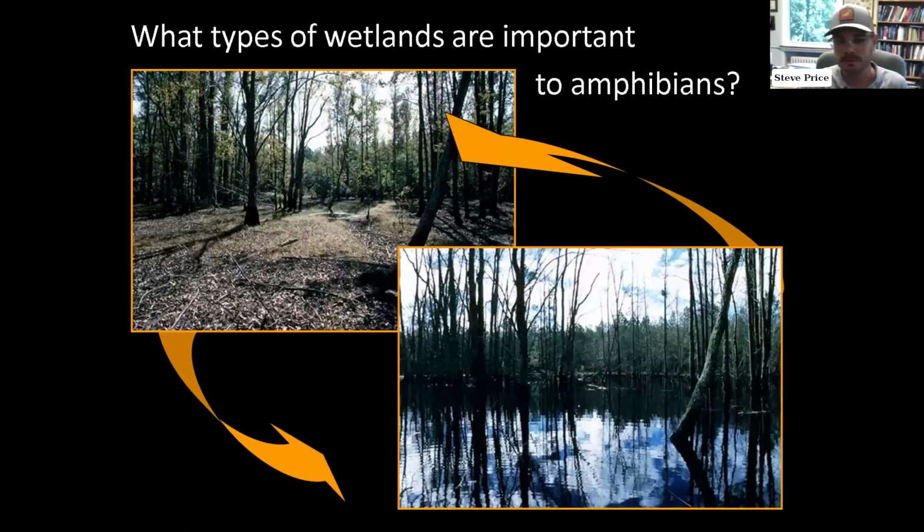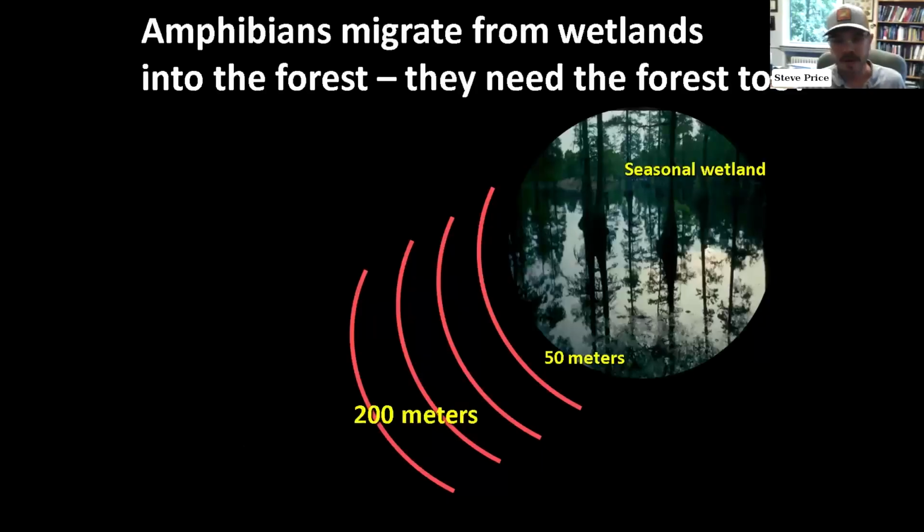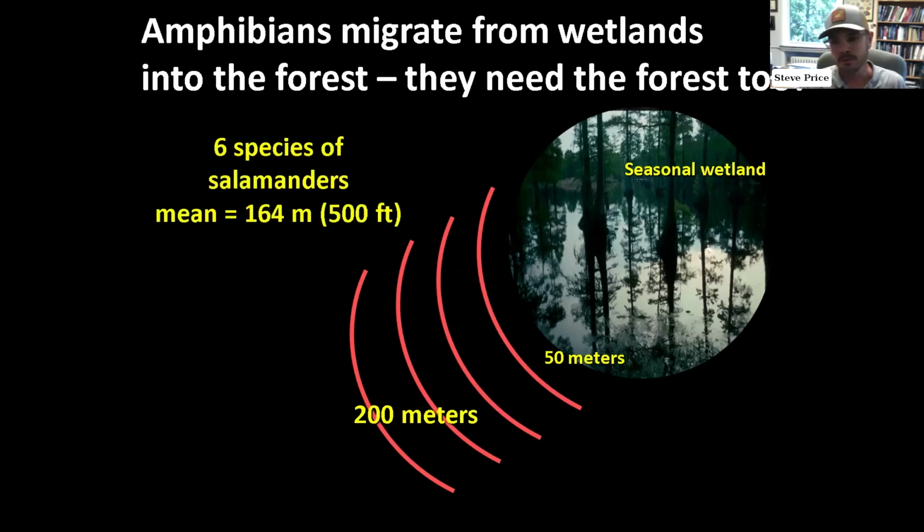And this is really important for a lot of amphibians because they lack fish and other predators that really like to chow down on amphibians. So maintaining these wetlands is a critical component to conserving these animals. But it's not just the wetland that's important. Amphibians, as I mentioned, migrate away from these wetlands and move into the forest. Sometimes after they undergo metamorphosis, they'll move 200 or more meters away.